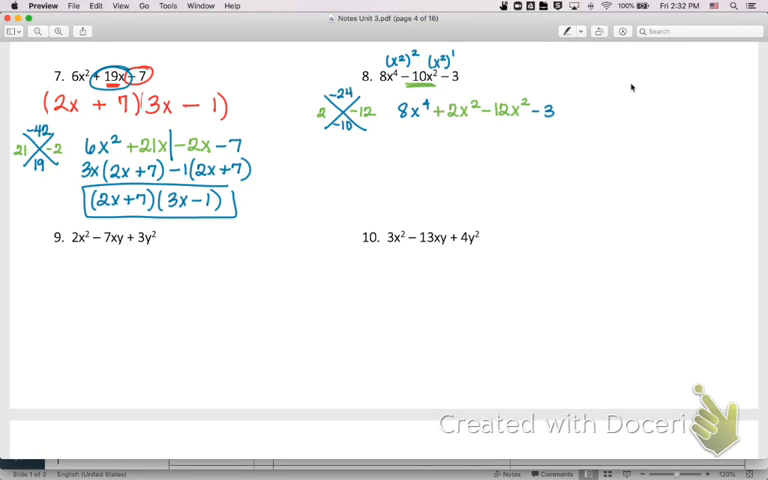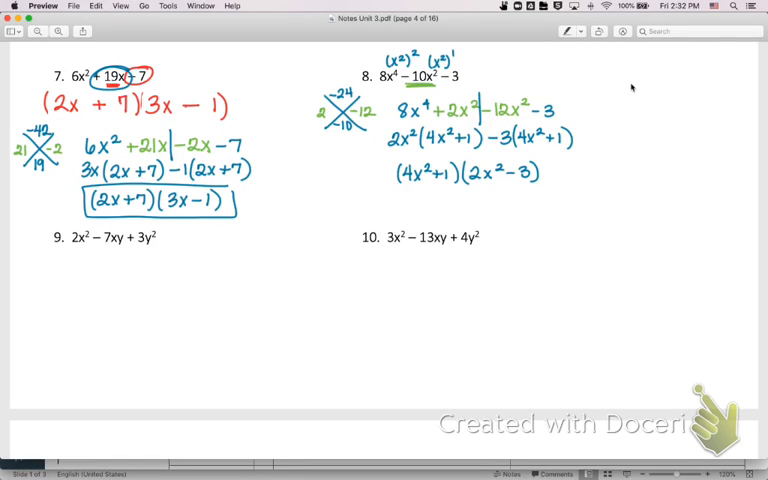This is 4 terms again, so now we split it down the middle and factor out our GCF. 2x squared times 4x squared plus 1, minus 3 times 4x squared plus 1. Again, so our factors are 4x squared plus 1 times 2x squared minus 3.